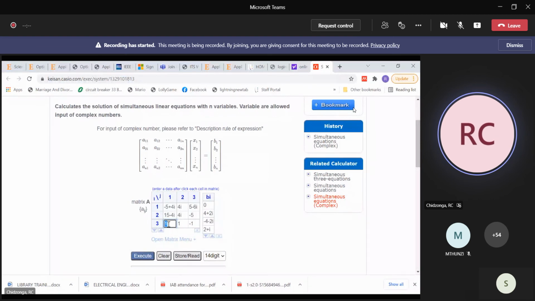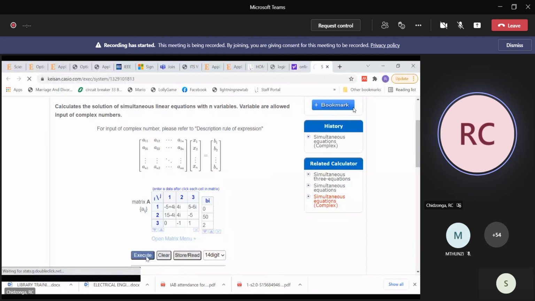So I now have to put the constant terms here. I've got 50. And there, I've got 2. And this one falls out, right? It's only 3. Like that. So I have put my coefficients according to the matrix. This is the matrix A. This is the matrix B. Now, if I execute, it will come back with an answer.